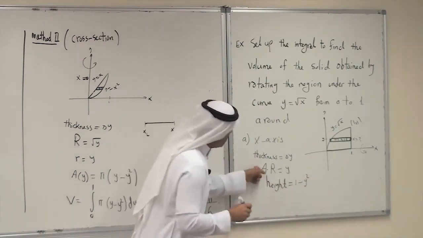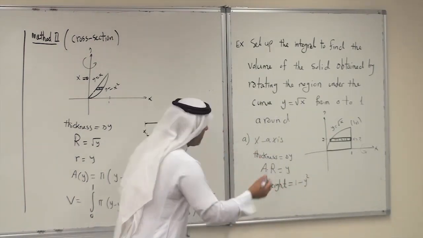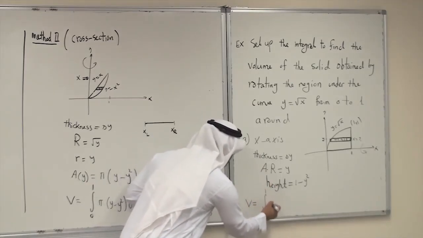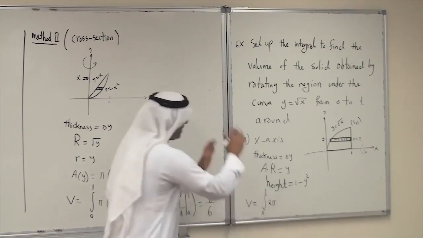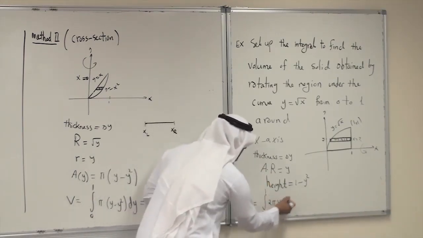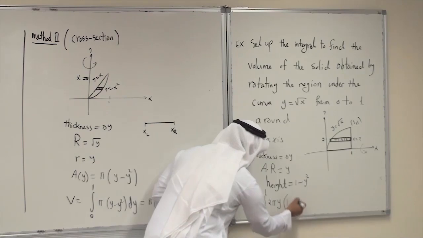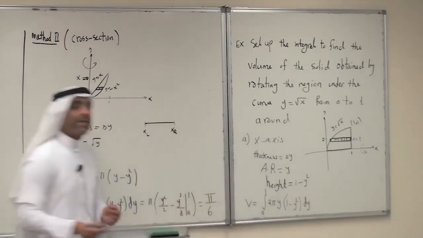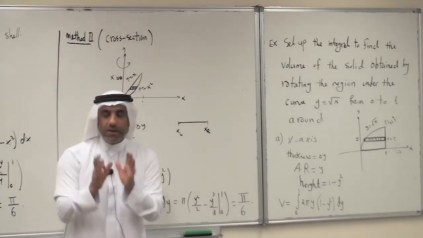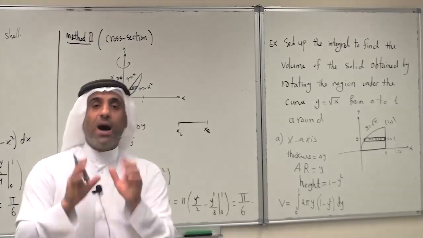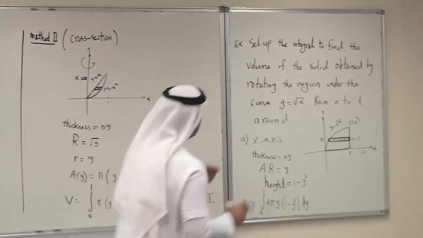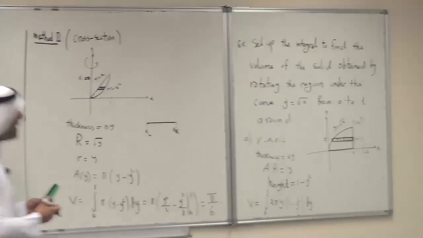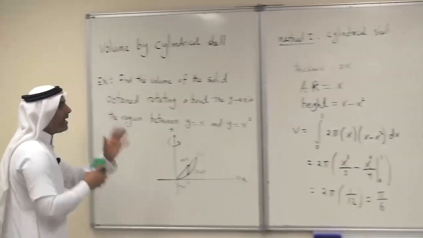Since I have the average radius, the height, and the thickness, everything I need in the formula is there. So it is the integral from 0 to 1 of 2 pi times the average radius, which is y, times the height, that is 1 minus y squared, times dy. This is the formula using cylindrical shell to find the answer. I'm concentrating now on the cylindrical shell method, that is if we are rotating about the x-axis.